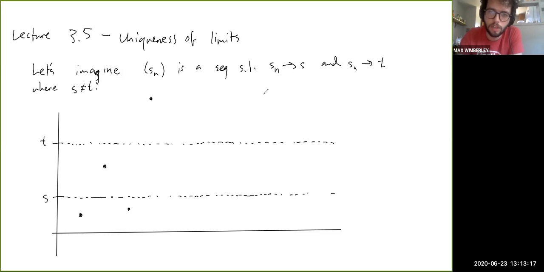So let's imagine picking epsilon, because if we pick epsilon, that'll make two bands. Let's say this is t minus epsilon, and this is t plus epsilon. Sorry, the handwriting's a little bit bad. By picking that epsilon, there has to be a capital N which makes the sequence stay within this band around t after that value of capital N.